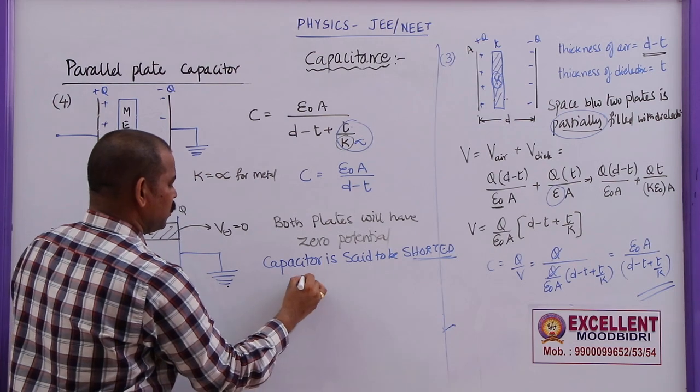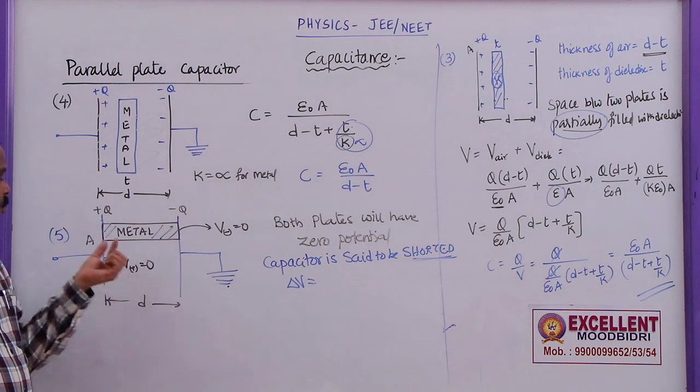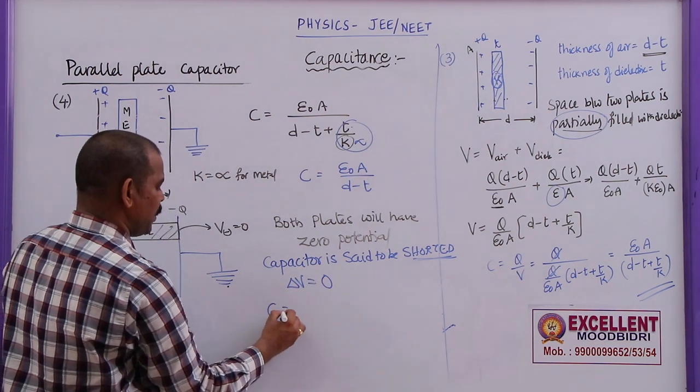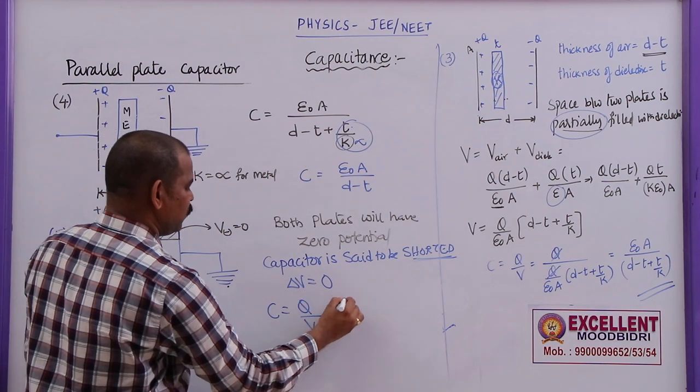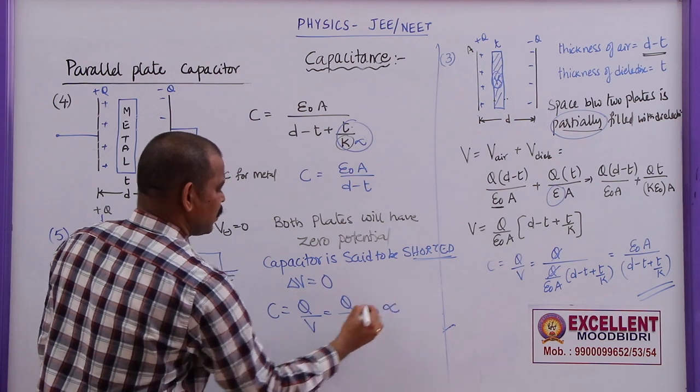So, what is the total potential difference between these two plates? Very clear. The potential on this one is 0, potential on this one is 0. So, the potential difference is also 0. So, the capacitance will become C is equal to Q by V. This is charge on any one of the plates by 0. So, this will become infinity.